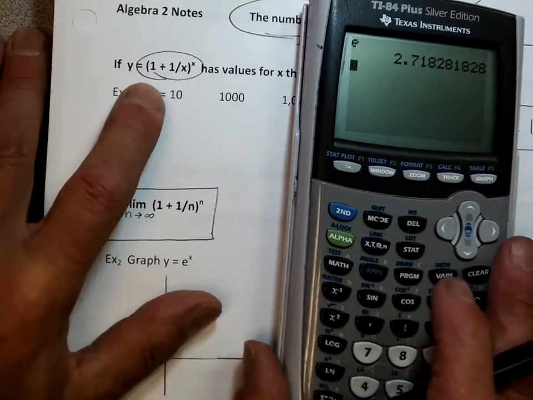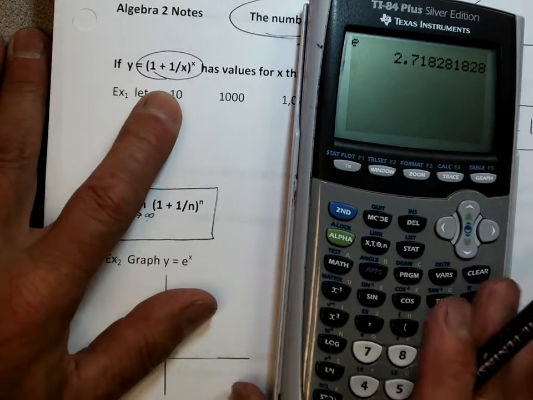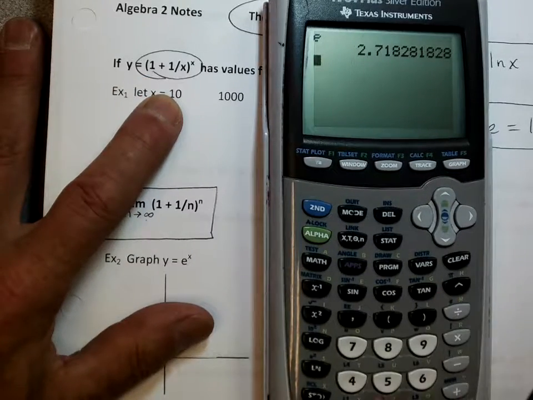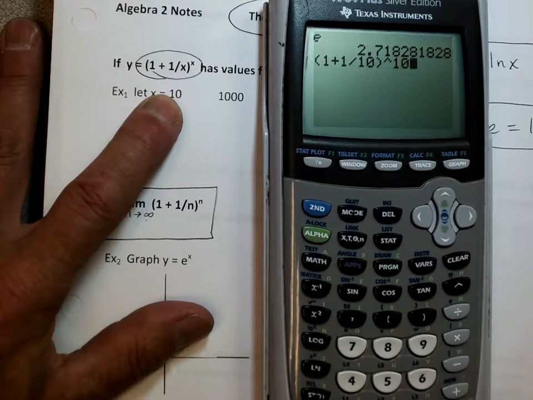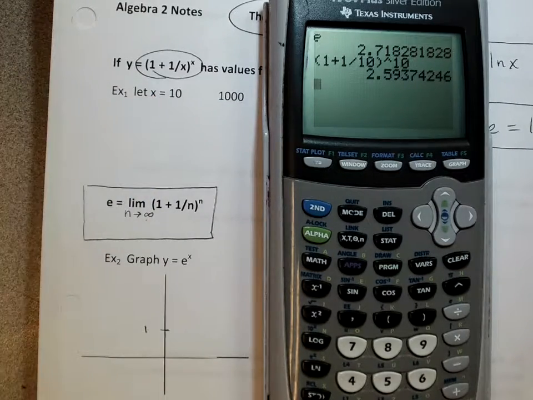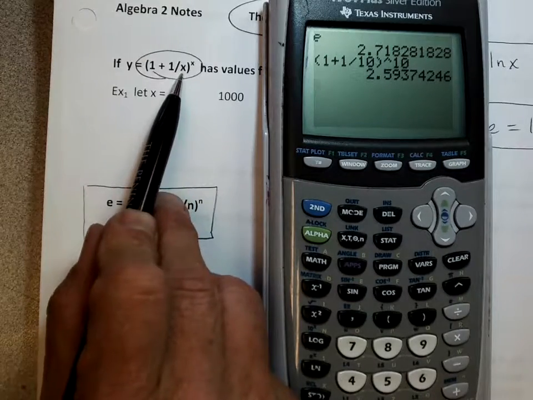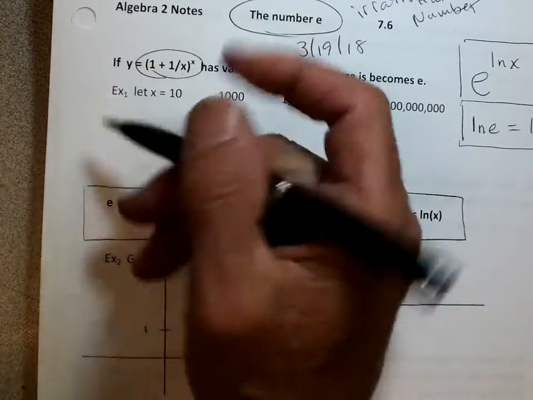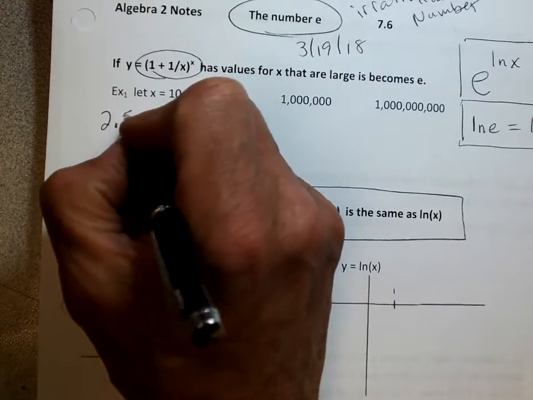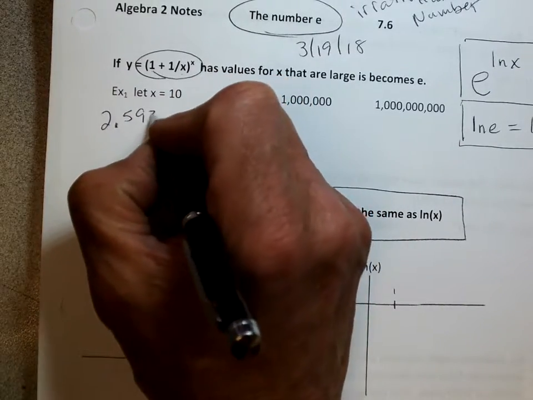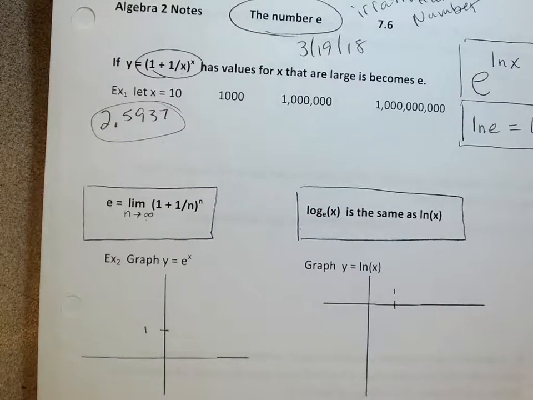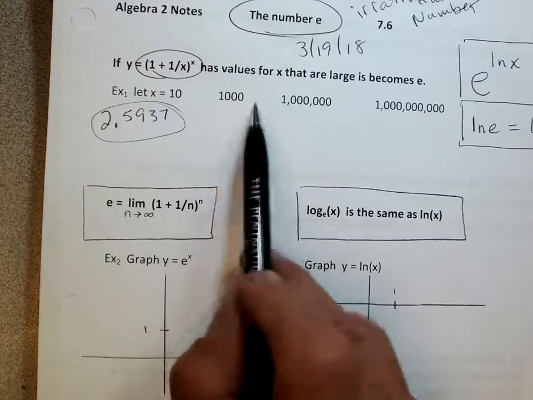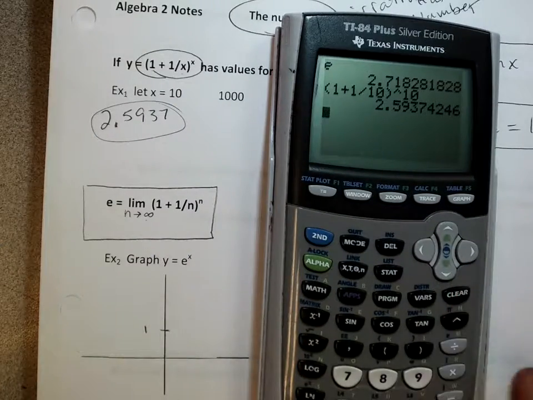So if that is close to the number e, watch what happens. Okay, if I go parentheses, 1 plus 1 divided by 10, to the 10th power, I get about 2.5937, blah, blah, blah, okay? Not quite the number e yet, but closer, okay? So let's let it be even bigger, okay? Let's go to 1,000.